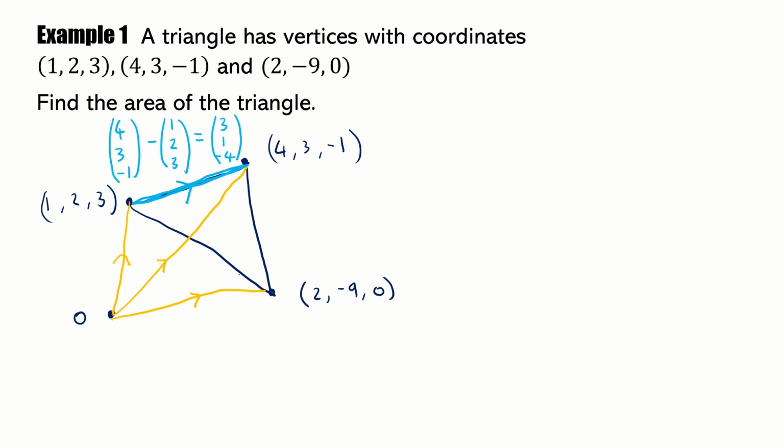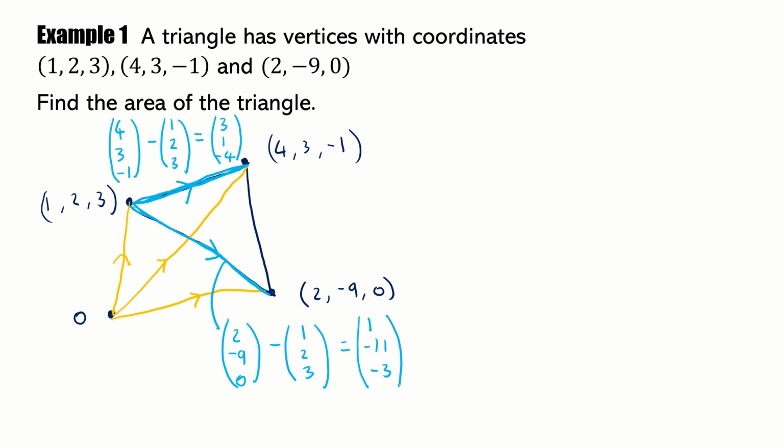And you don't have to do it this way, but as I mentioned on the previous screen, I do prefer to have both my vectors coming out of the same vertex of the triangle. So given what I've chosen as my first edge, the second edge I'm going to be using would be this one here, going from 1, 2, 3 towards 2, minus 9, 0. And calculating what that vector would be is just going to once again be subtracting the position vectors the correct way around, which would be this. And that will come to 1, minus 11, minus 3.